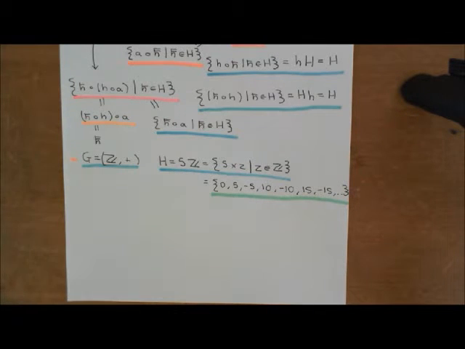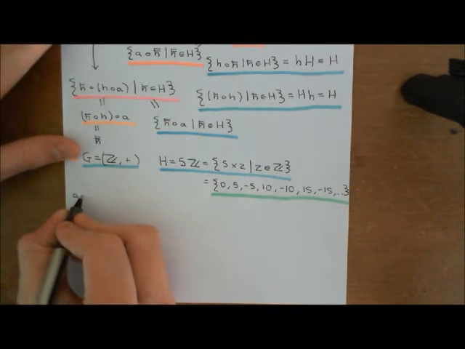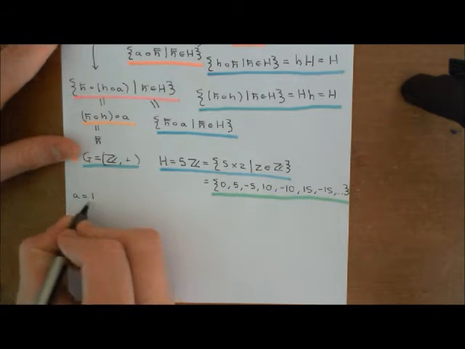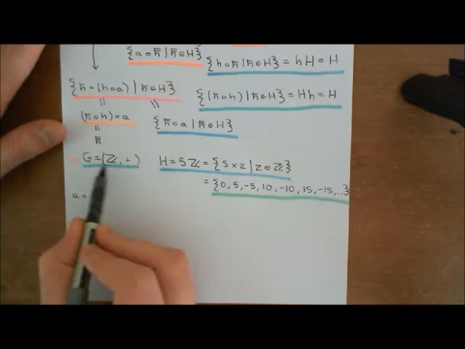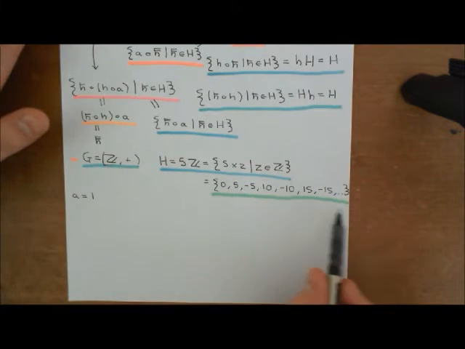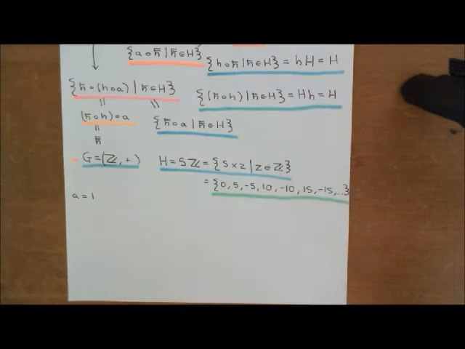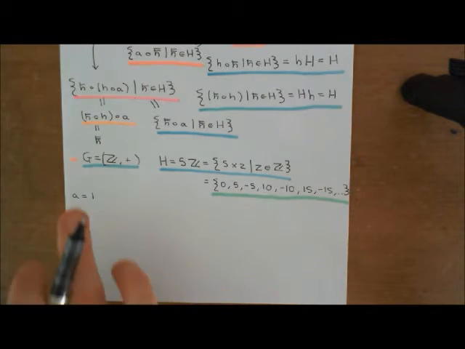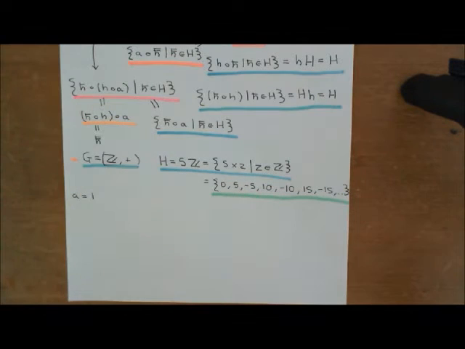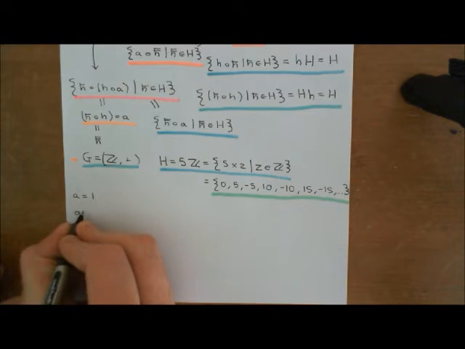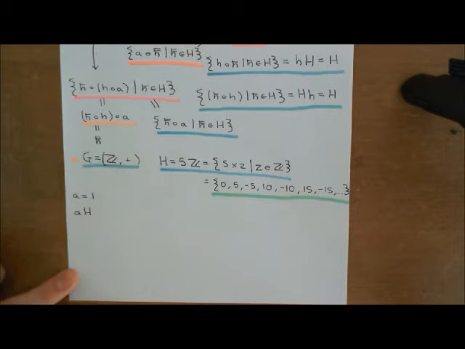Let's quite simply use as our little element a, the element 1. Now 1 is an element of the larger group, but it's not an element of this subgroup, it's not in the integer multiples of 5. So I've taken an element that's in the larger group but isn't in the subgroup, and now we're going to generate the left coset of H under little a.